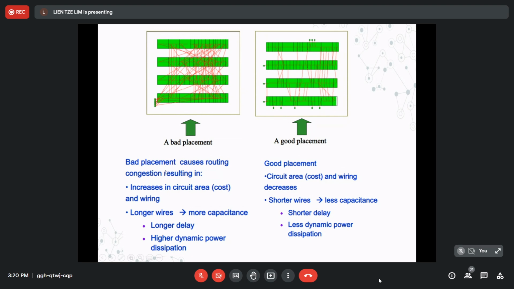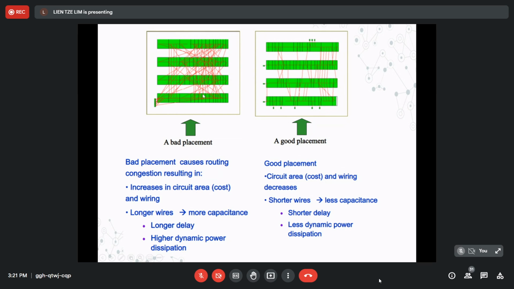According to the statements given, the bad placement causes routing congestions, resulting in increases in circuit area and wiring. When the utilization of the circuit area increases, it means that the cost also increases. The longer wire will cause more capacitance and longer delay, with higher dynamic power dissipations.